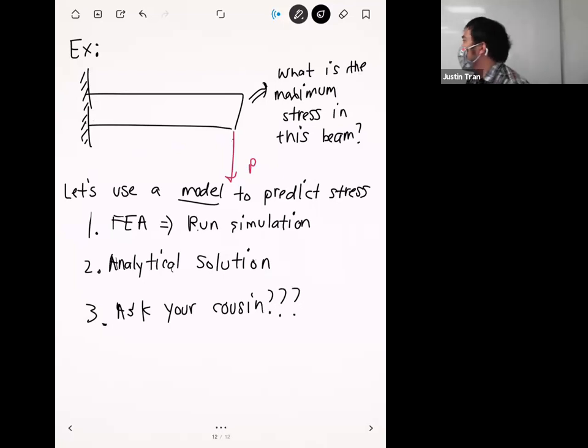We can assume that your cousin is maybe 7 or 8 years old, doesn't really know what's up with the world, but you can give them the situation and say, hey, Jordan, what's the stress in this beam? Can you tell me? And your cousin, being enthusiastic and thinking he's smarter than everyone else, he'll give you an answer. So maybe he'll say that the stress in this beam is 5.